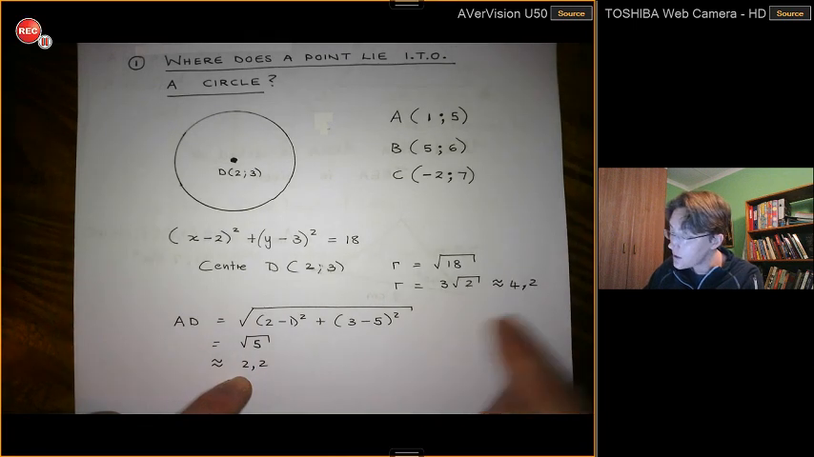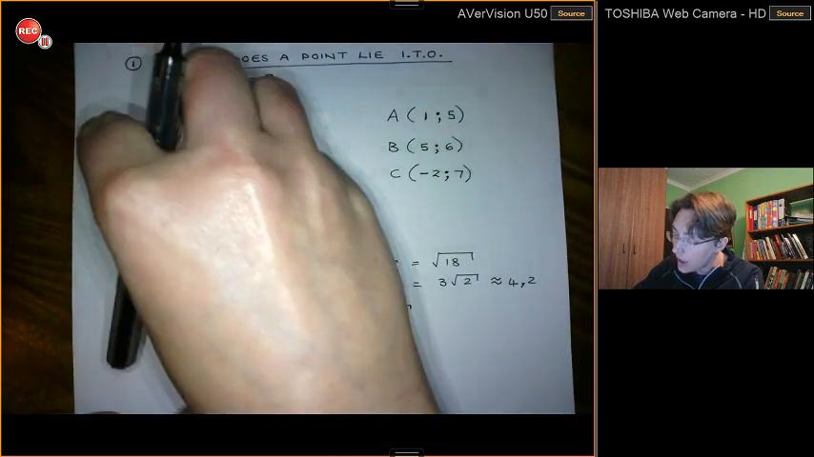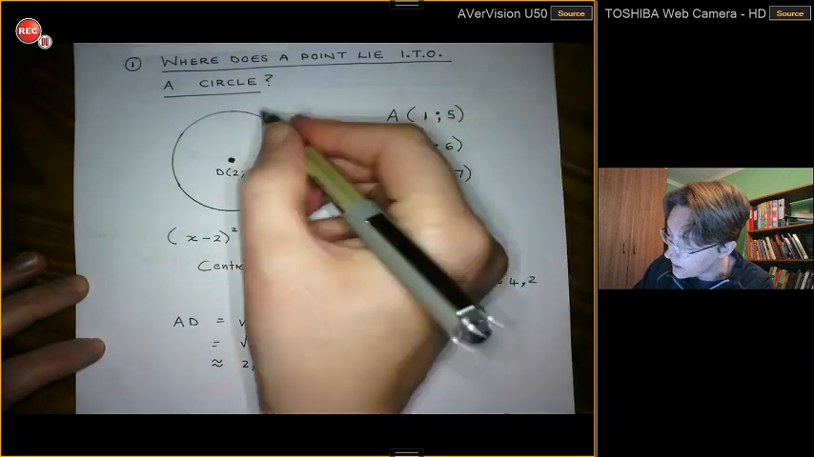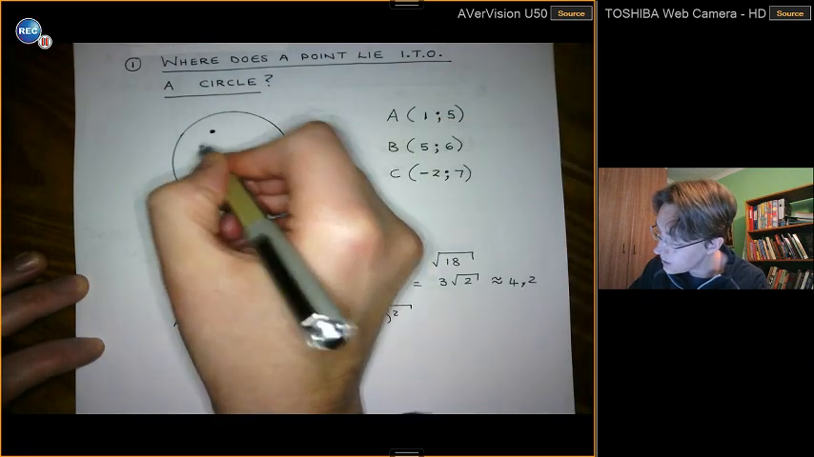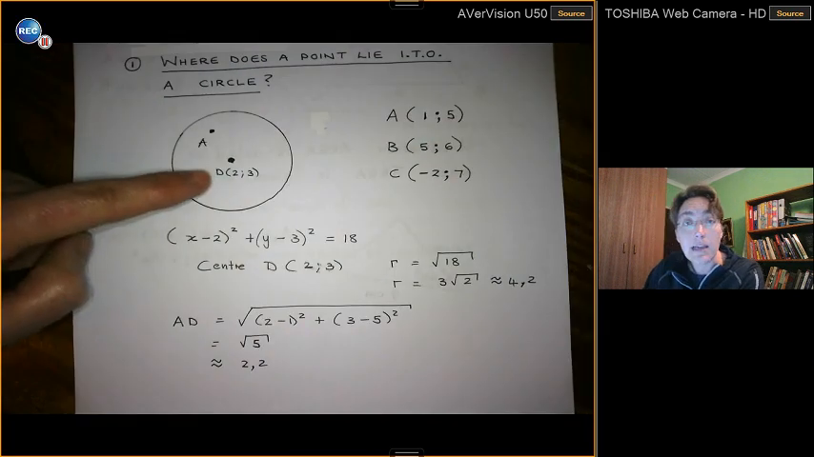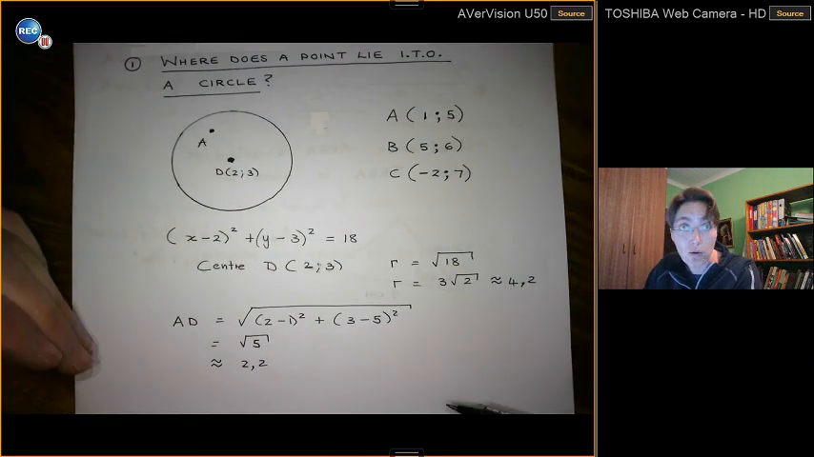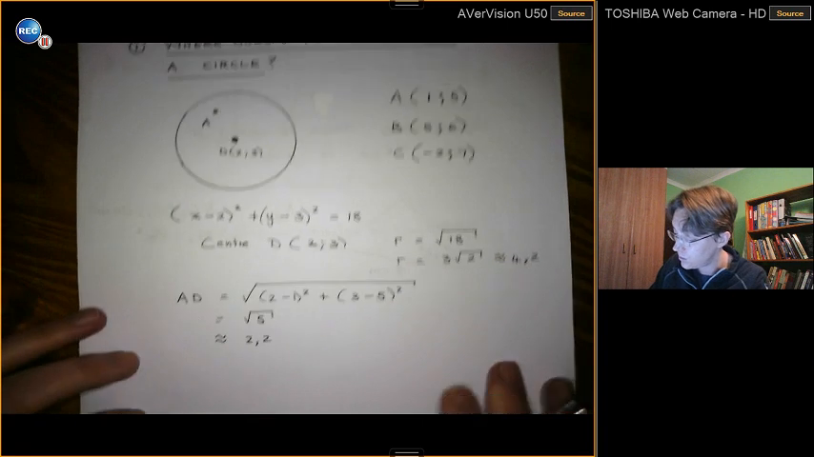So because this is smaller, that point lies within this circle. So A would be somewhere, probably somewhere over thereabouts. But A then lies within the circle. It's inside the circle. Okay.